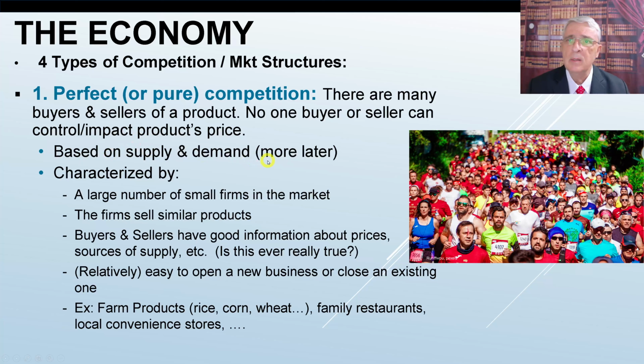It is based on supply and demand, which we'll do a lot more of later, and it's characterized by a large number of small firms in the market. The firms sell similar products. Buyers and sellers have good information about prices, sources of supply, etc. I question whether this is really ever true. It is relatively easy to open a new business or close an existing one. So, for example, farm products, rice, wheat, corn, family restaurants, local convenience stores, and so forth.